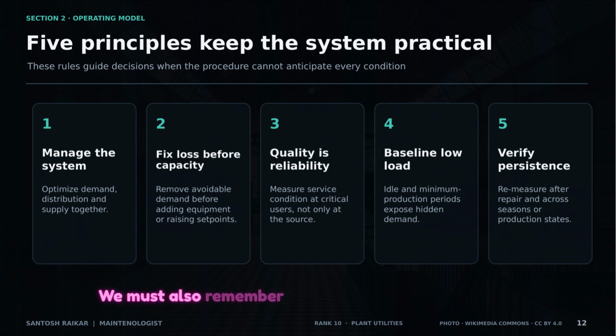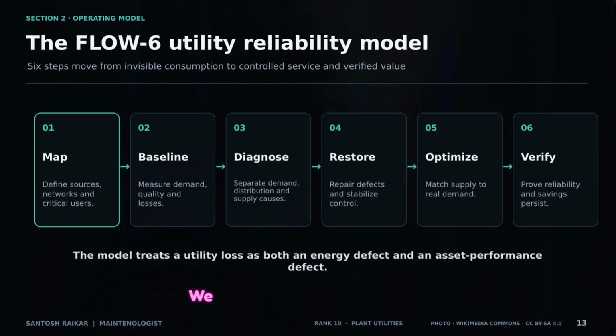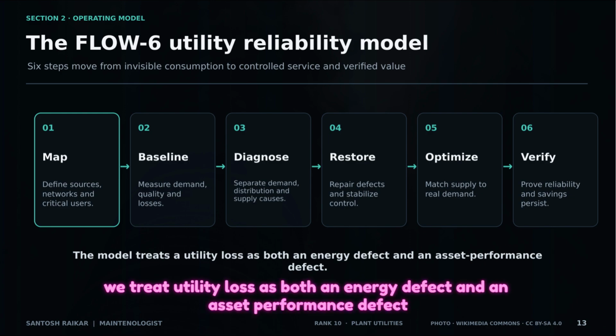We must also remember that quality equals reliability. If the air is wet, the machine will fail. We call this the Flow 6 model. It's a 6-step journey from mapping your sources to verifying that your savings actually persist. By following this sequence, we treat utility loss as both an energy defect and an asset performance defect.